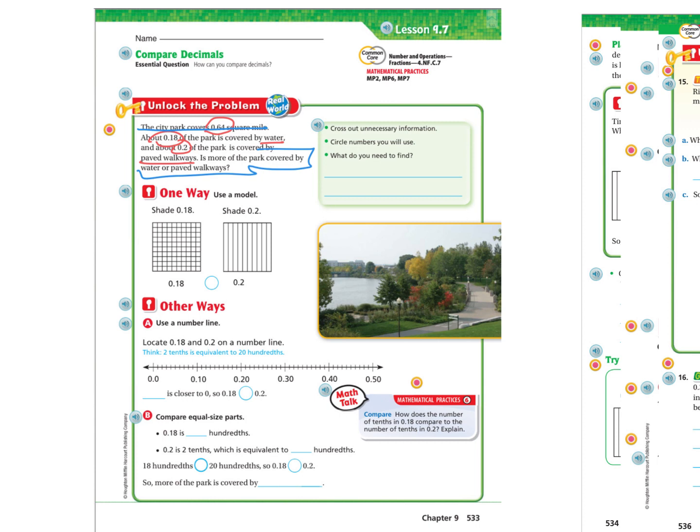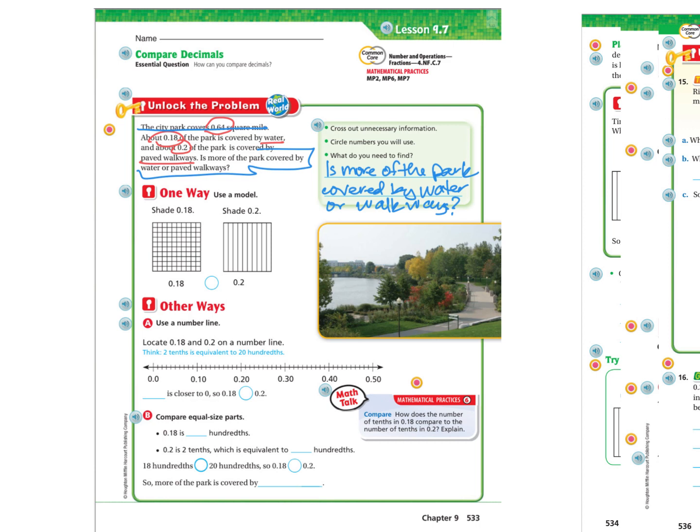And what do we need to find? This is found in the question that we boxed, right? We always box the question. So it says, is more of the park covered by water or paved walkways? That's what we need to find. Is more of the park covered by water or walkways? Question mark. Okay. All right, very good. I see you're still writing, so I'll give you just a second.